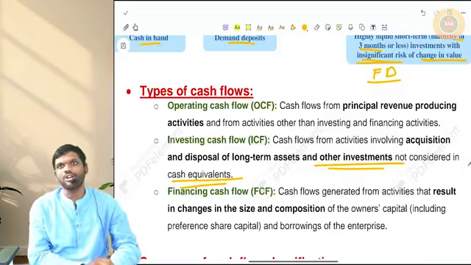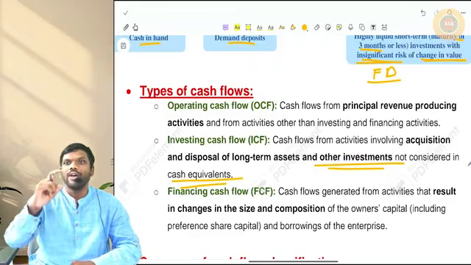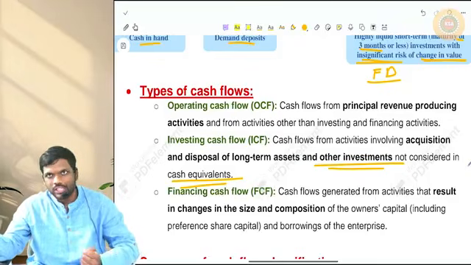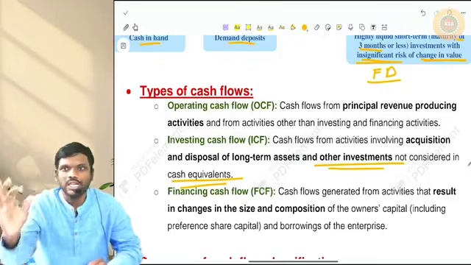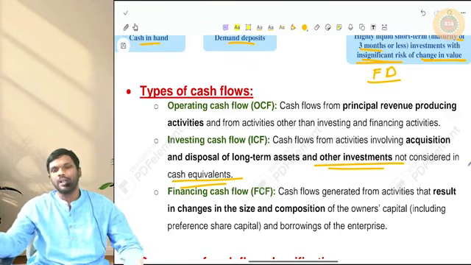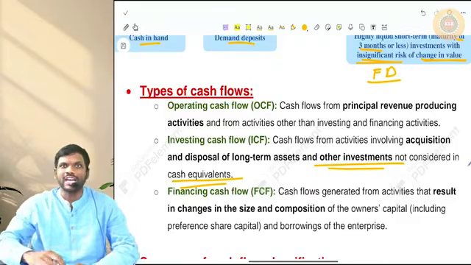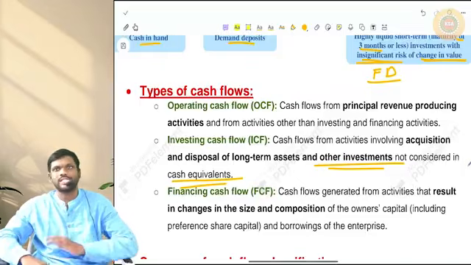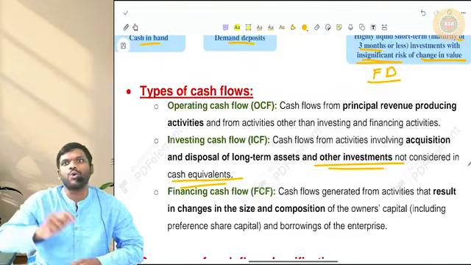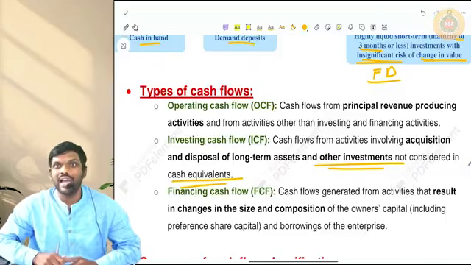If something is a part of cash equivalents, that cannot come as a part of investing activities. So very, very simple. Investing activities means acquisition or disposal of long-term assets. Those long-term assets will be PPE, intangibles, and any other investments that are not included in the definition of cash equivalents. So when you purchase or sell these, it will be a part of investing activities, and any income that you earn from these investments also will be a part of investing activity.